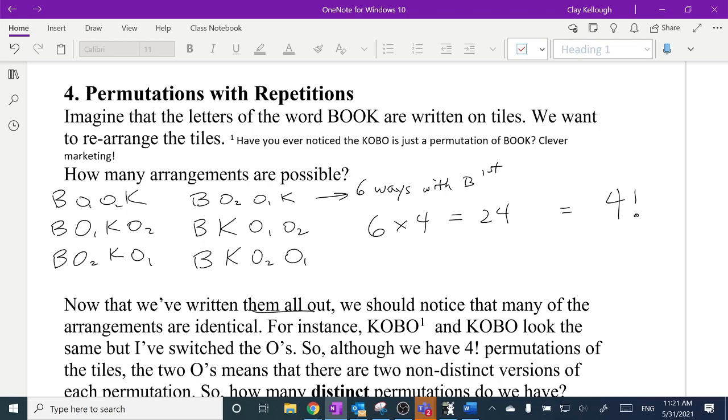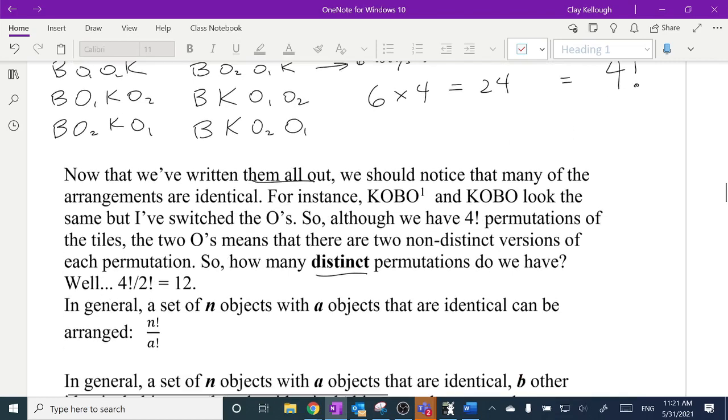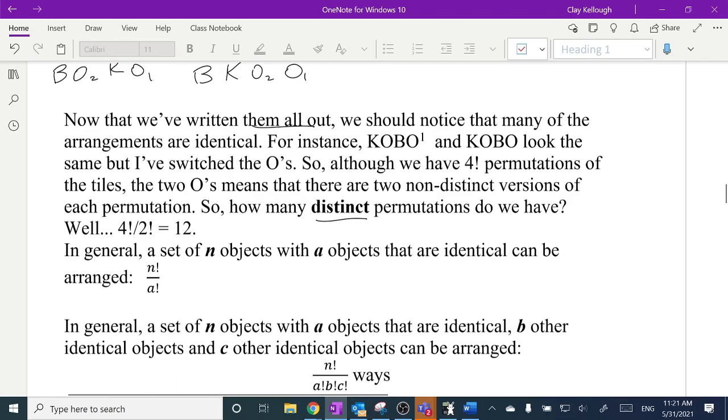We should notice that many of the arrangements are identical, right? Kobo and Kobo with the 2 different O's switched still is the same word. So although we have 4 factorial permutations of the tiles, the 2 O's means that there are 2 non-distinct versions of each permutation. How many distinct permutations? Distinct means different from each other. Well, it would be 4 factorial divided by 2 factorial, which equals 12.